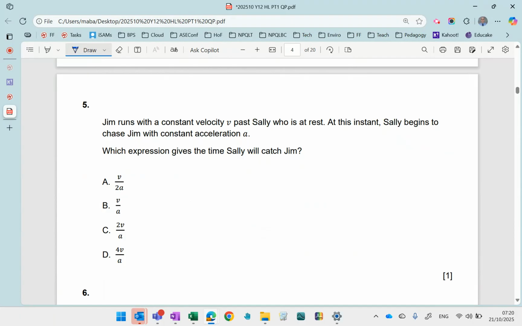So we've got a constant velocity past Sally, who's at rest. At this instant, Sally begins to chase Jim with a constant acceleration a. Which expression gives the time Sally will catch Jim? So here's Sally. Jim goes past like that, and then Sally starts off, and at some future point, they're going to catch up with each other.